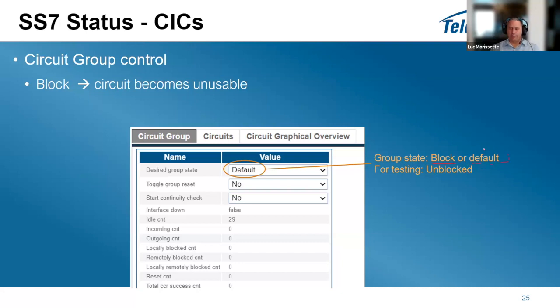The normal mode is default. When you have default, all the circuits would be unblocked unless you have your T1 that is associated with the CIC that is down. If that T1 is down, it will send a block message automatically to the other end. The third mode is unblocked. And normally it's only for testing because this will force the channels to be unblocked even if the T1 is down.